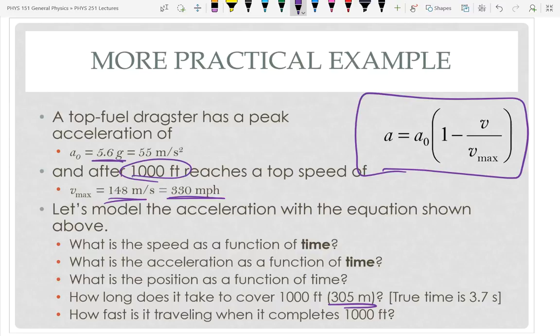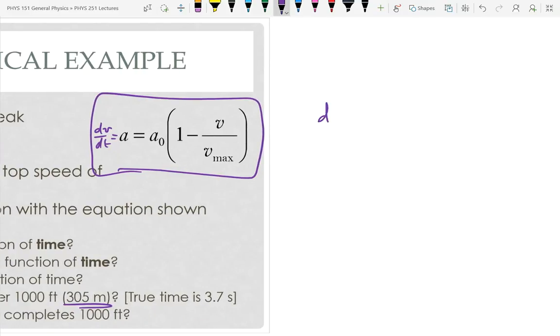I'm going to use the fact that acceleration is dv dt. A0 and Vmax are constant, so what variables do I have if I replace acceleration with dv dt? I have V and I have time. Two variables? I'm pretty good. So what do I have to do when I have my equation dv dt equals A0 times 1 minus V over Vmax? What do I have to do next if I'm going to solve for V as a function of time? Separation of variables.